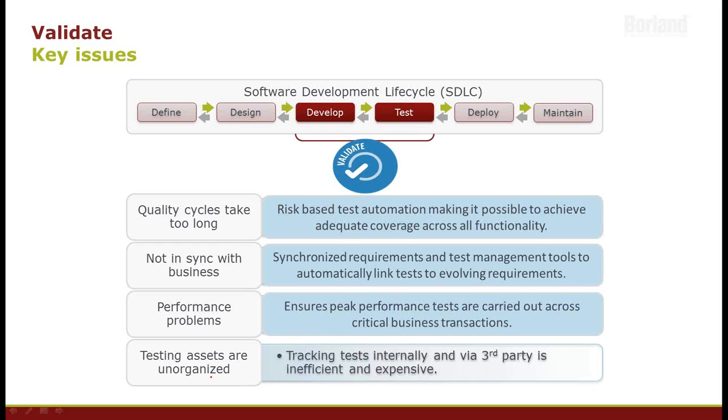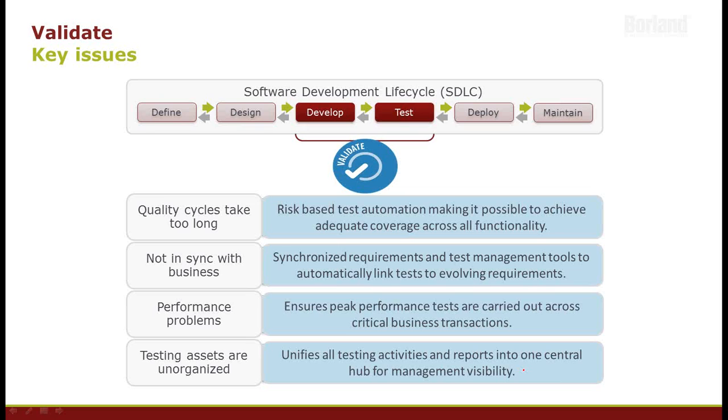Moving on to the next one, testing assets are unorganized. There are many huge assets when it comes to a particular testing project. They're totally unorganized. They have to be organized, given priority, and then taken up accordingly. Tracking tests internally and via third party is insufficient and expensive. Unify all testing activities and reports into one central hub for proper management visibility, one central source of truth. Put everything there, and pick out those testing assets whenever required in an organized fashion.